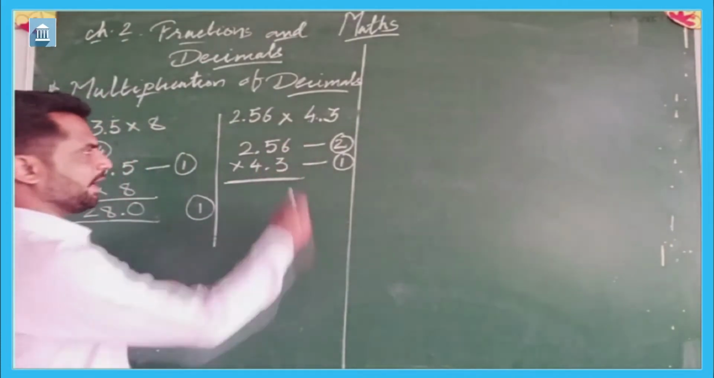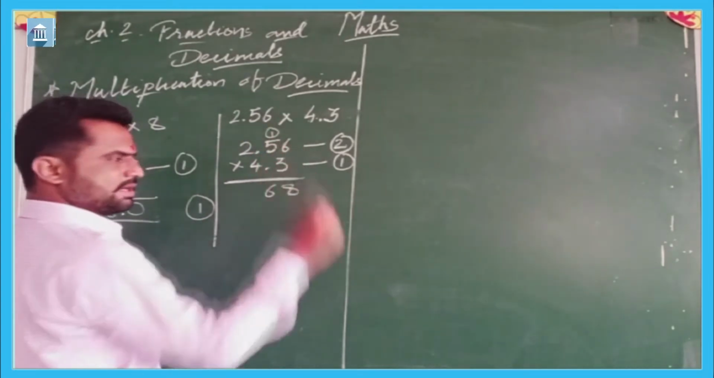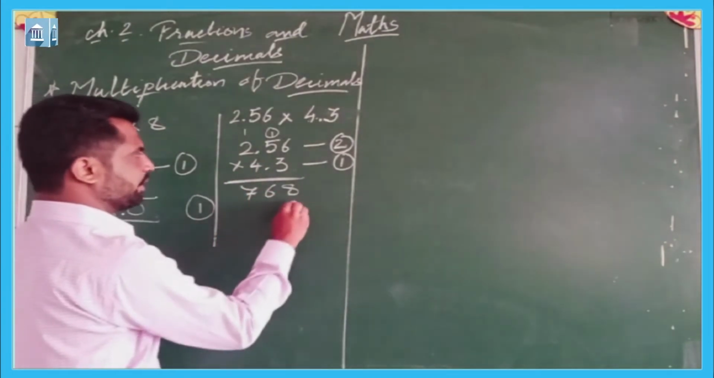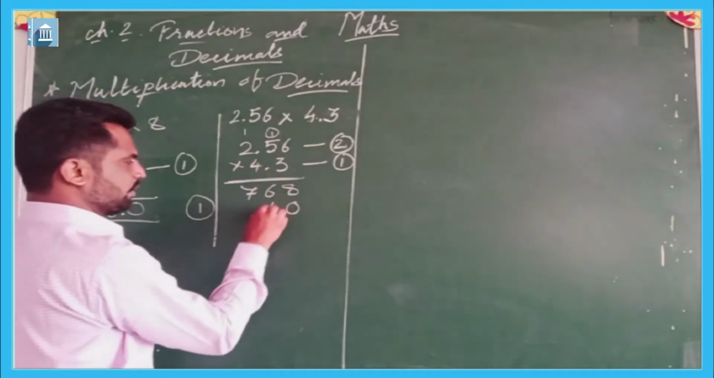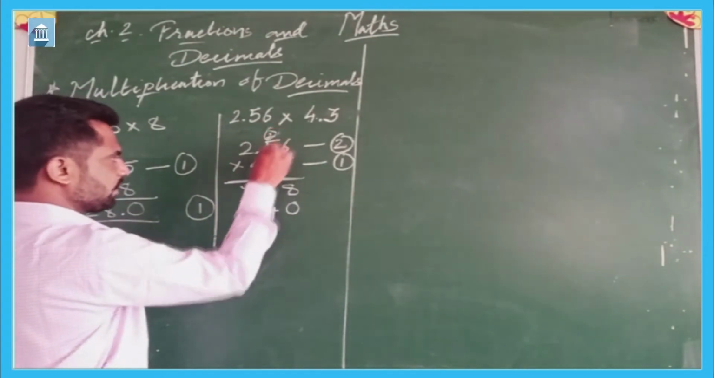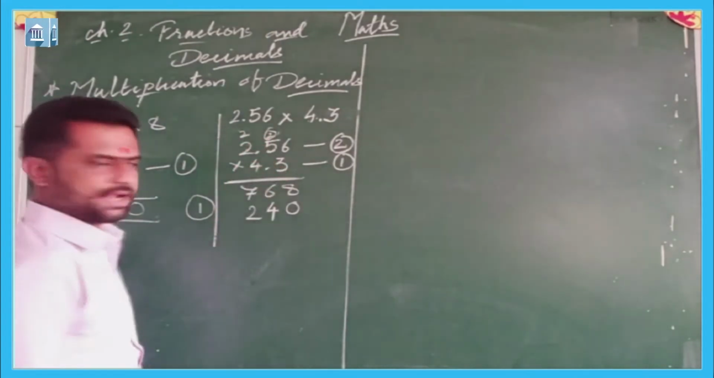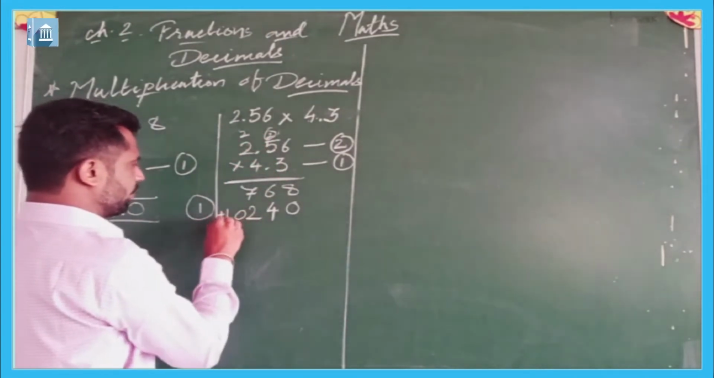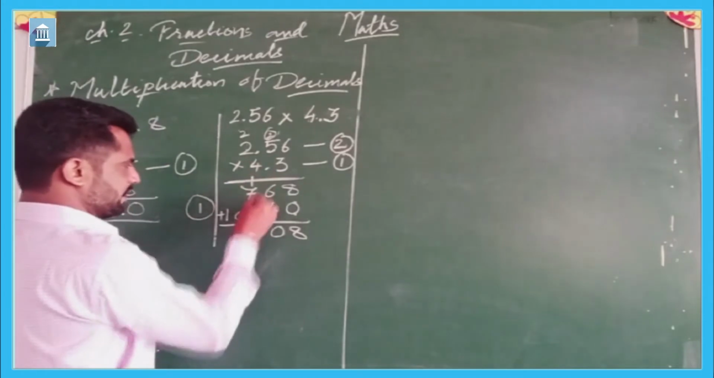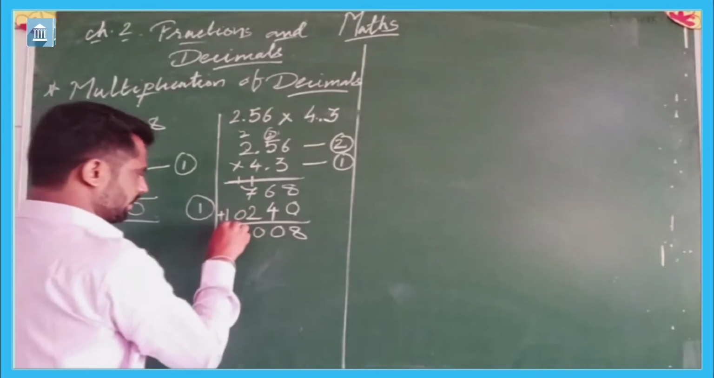First we will multiply it by 3. 6 times 3 is 18. 5 times 3 is 15 plus 1, 16. 2 times 3 is 6 plus 1, 7. We will give 0 here. Then 6 times 4 is 24. So we are writing 24 here. Then 5 times 4 is 20 plus 2, 22. Again 2 times 4 is 8 plus 2, so 10. We are going to add it. 8, 6 plus 4 is 10. 7 plus 1, 8 plus 2 again 10. 0 plus 1 is 1, and 1.